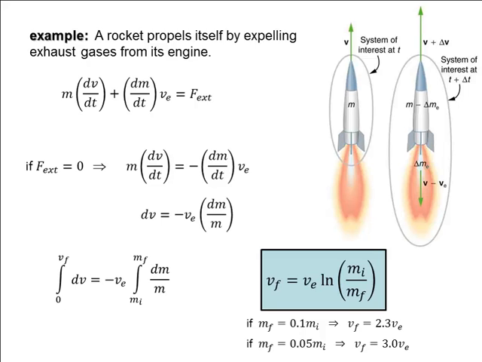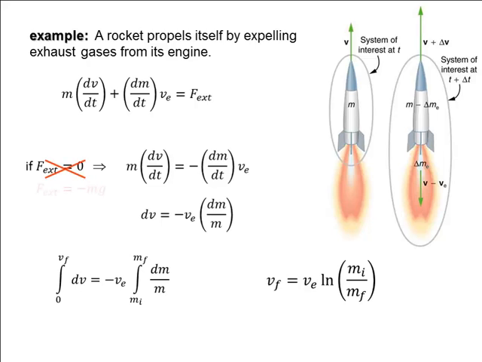The other case I want to examine is what if the external force is not zero? In fact, what if the external force is just the gravitational force? So this would be like launching a rocket off the Earth. So in that case, the external force is just going to be m times g, negative because it's going to be downward. So that's going to modify our equation by just adding or subtracting an mg from the right-hand side.